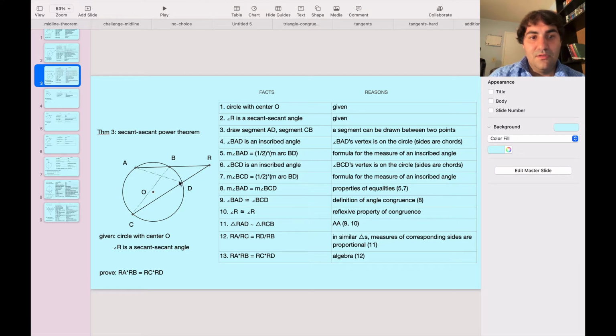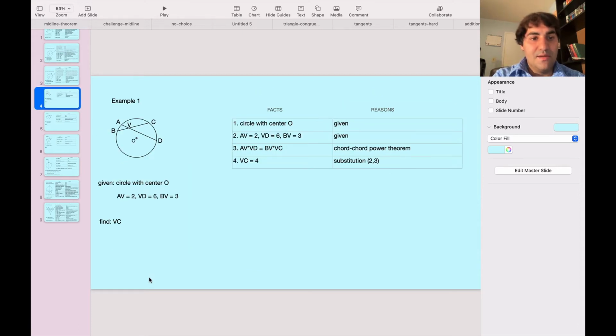is similar to triangle RCB. So I can read off what I have between the two triangles, right? RA divided by RC equals RD divided by RB. And do some algebra, and then we get this relation that we want to prove. So let's do some applications.